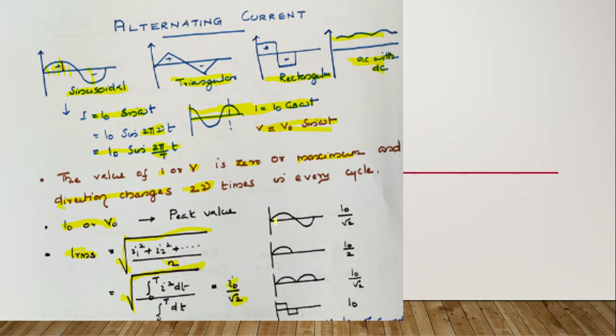Look at the RMS values of some waves. Here I0 by root 2 for the sine wave, I0 by 2 for the half wave rectifier, I0 by root 2 for the full wave rectifier, and for a rectangular wave it is I0 only.